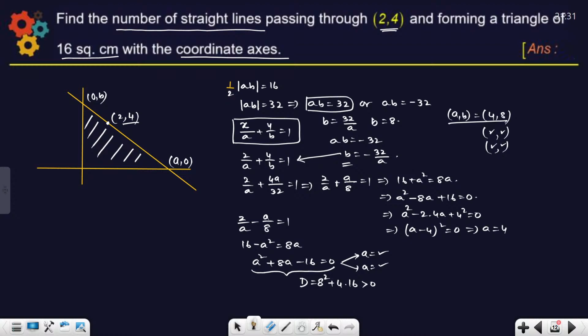Is it clear? So how many sets of A and B did you get? Because the number of sets of A and B we get, that many straight lines are possible. So from here we are getting three pairs of A and B. It means we will have three such straight lines. Is it clear to all? It's a very interesting question. Okay, next problem.